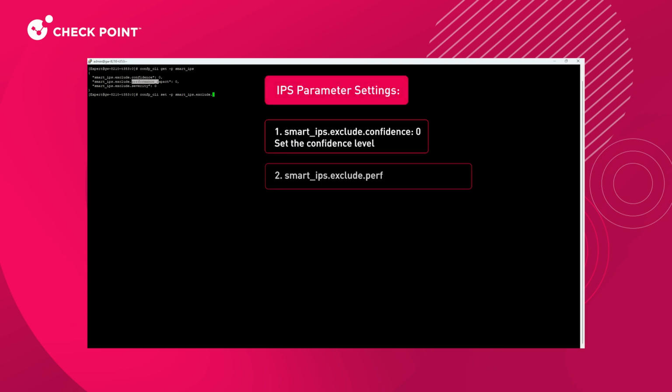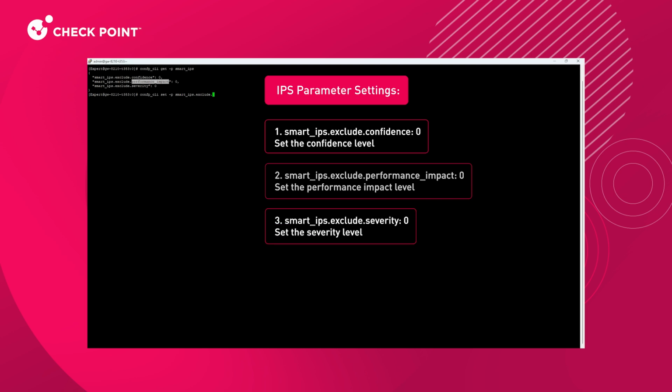The second parameter is used to define the performance impact level of IPS protections that should be excluded from enforcement. It allows administrators to exclude protections based on how much system resources such as CPU and memory they consume when enabled. When this parameter is set to a specific value, protections with equal or greater than the value set will be excluded and not disabled by the Adaptive IPS.